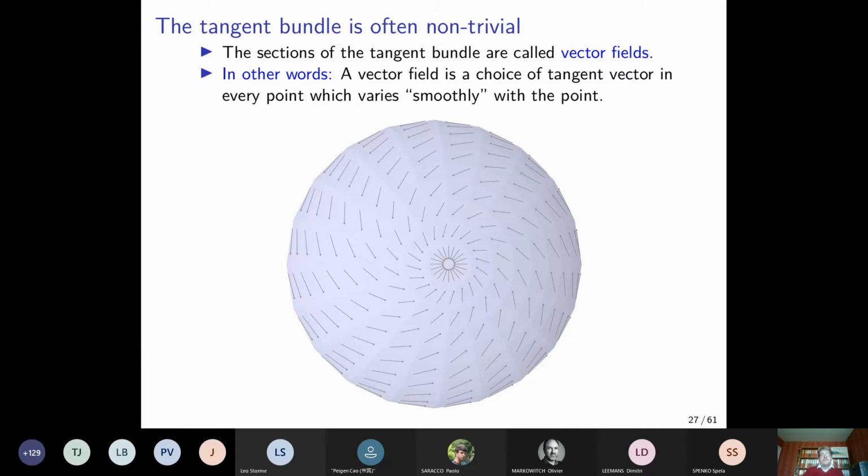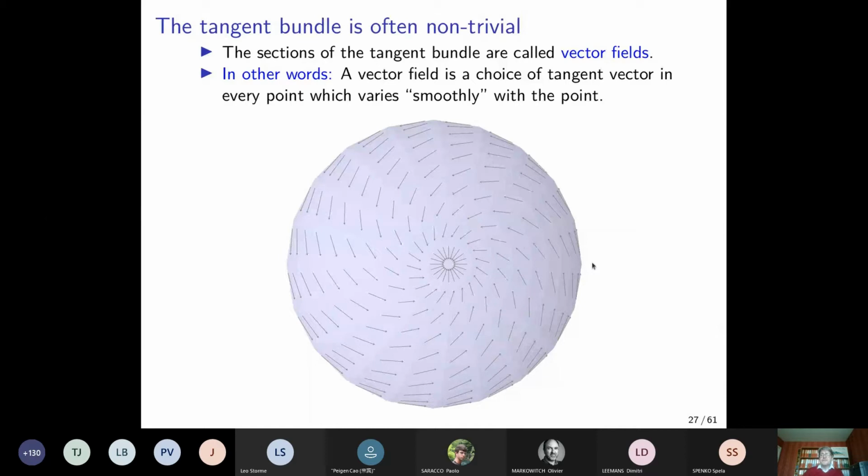Let's go back to the tangent bundle. After all, this is the easiest bundle to understand. The sections of a tangent bundle are called vector fields. In other words, a vector field is a choice of tangent vector in every point which varies smoothly with the point. And here I've drawn a vector field on a sphere, and you see that there's something wrong with the North Pole. It turns out that this is not an accident.